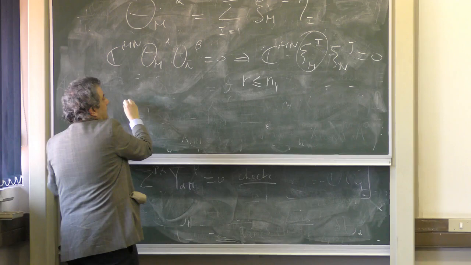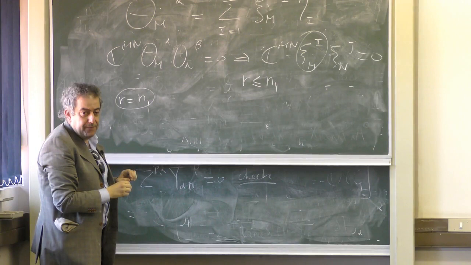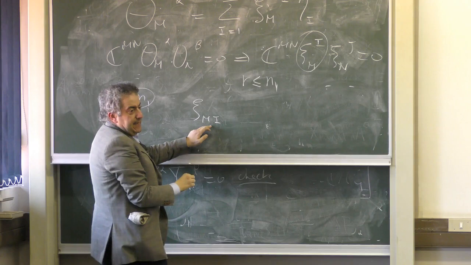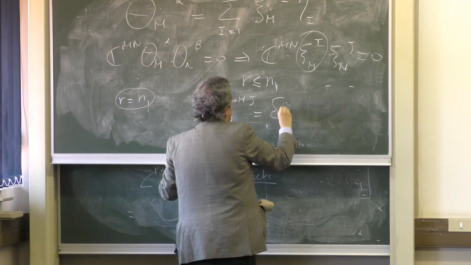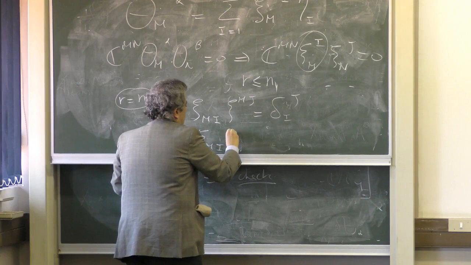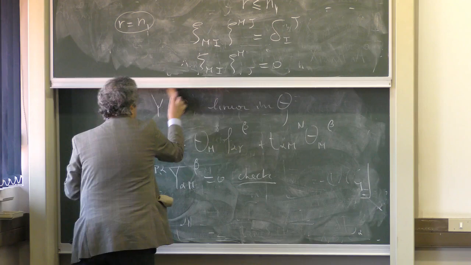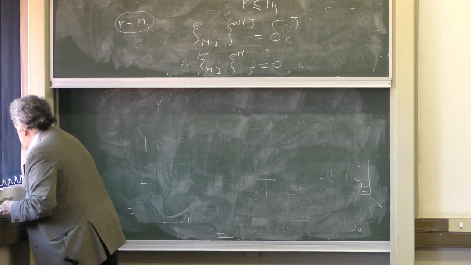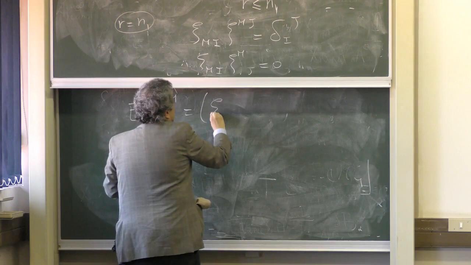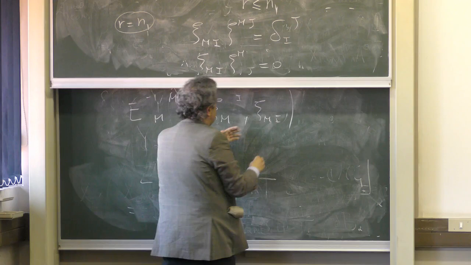using this, let me consider the case in which, for the sake of simplicity, R is equal to N1. Okay. Then we can define some dual psi_M with lower index I such that psi_M^I psi_M^J is equal to delta^I_J, and these are mutually orthogonal. Okay. Now you see that from this definition, you immediately define what is the matrix E. E^{-1}_{MN} is equal to psi_M^I psi_N^I. So this is the main symplectic matrix. You may verify that it is symplectic.